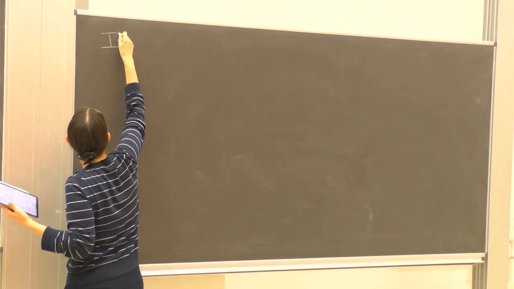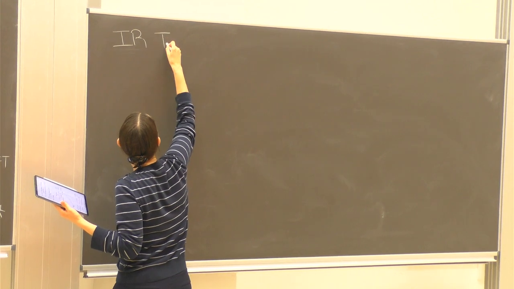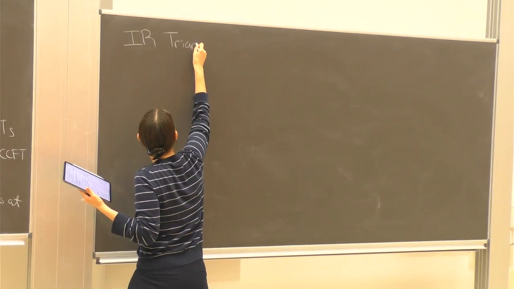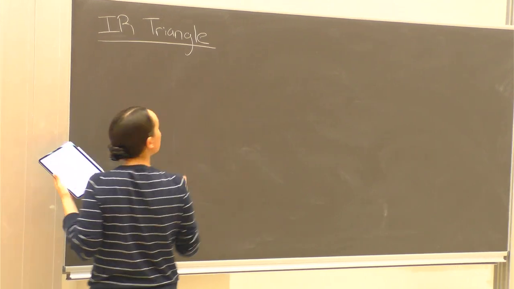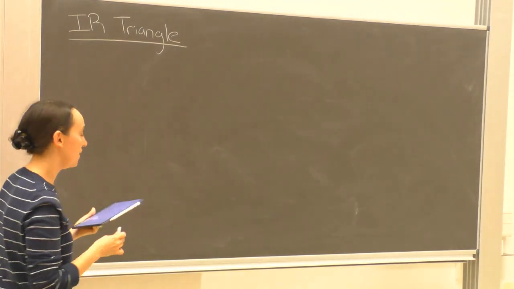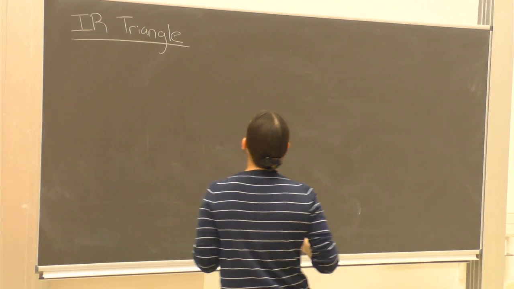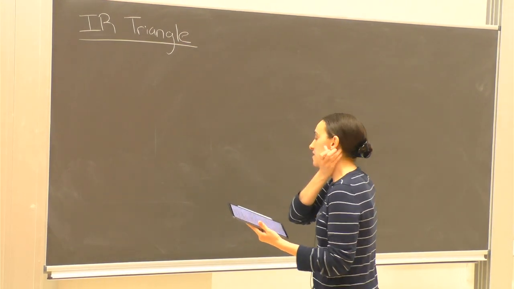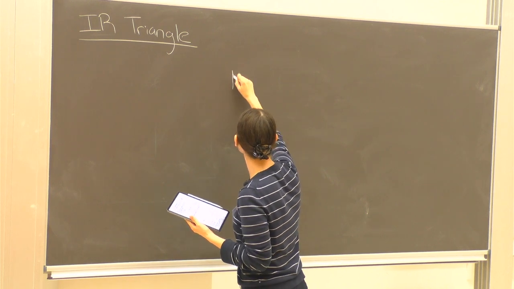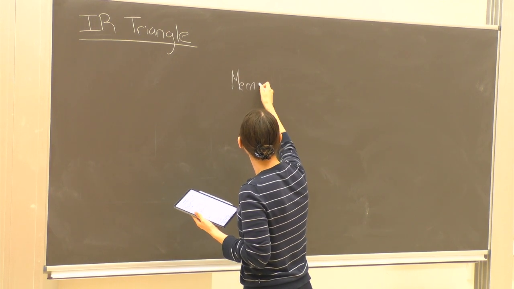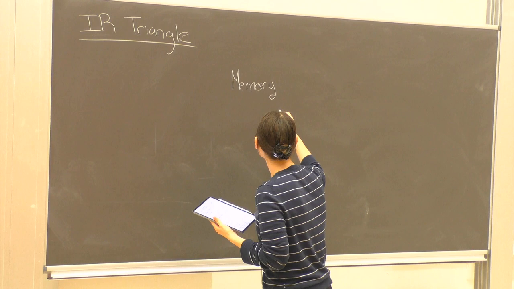IR triangle. Okay, so the IR triangle is just a fun branding for an equivalence between various different concepts, which I will then try to flesh out in more detail.